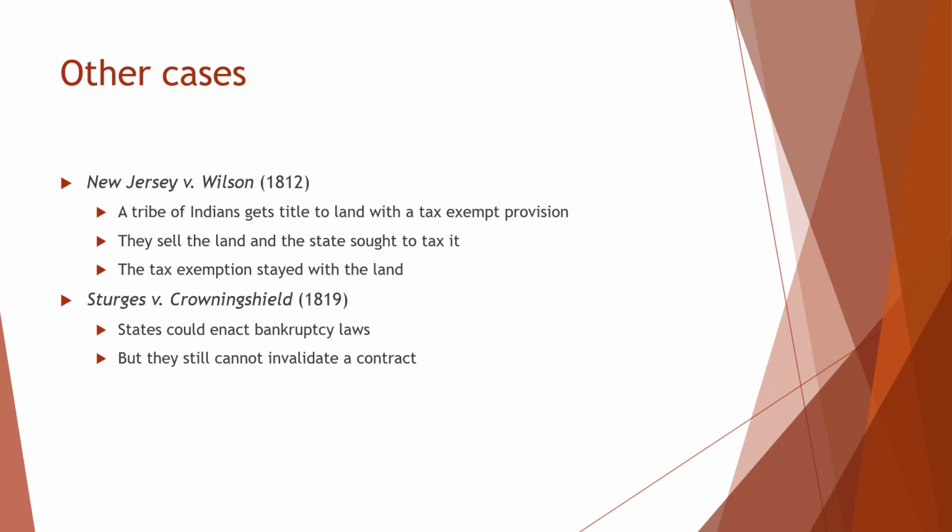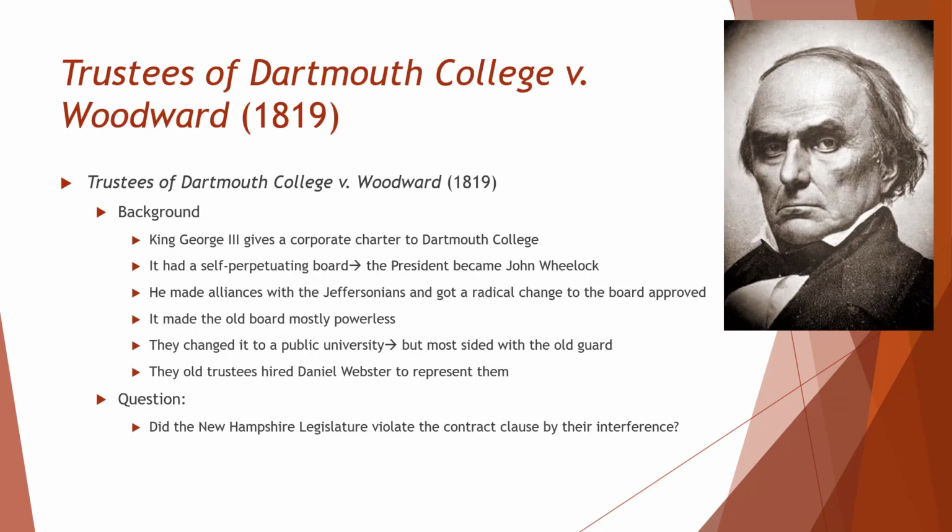So then in Sturgis versus Crowningshield, what you saw is that states could, in a limited ability, have bankruptcy laws. But they still couldn't invalidate a contract. So limited, but not very broad, like the federal government.